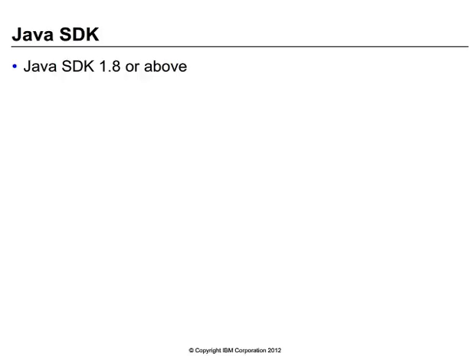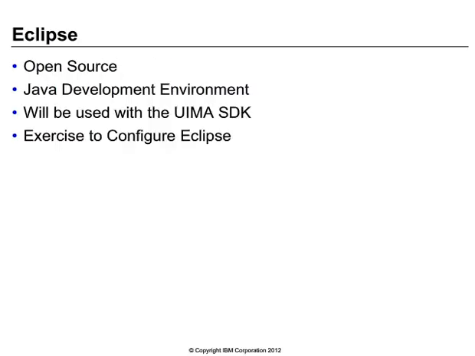You will also need a Java SDK installed in this server. Eclipse and UIMA, the two other development components, will also need a Java SDK installed. Eclipse is an open-source Java development environment that will be used with the UIMA SDK to develop Java applications that will form parts of the collection engine that will convert unstructured data into structured data. There is an exercise included to configure Eclipse with UIMA in this course.